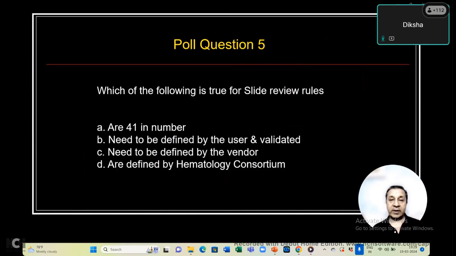So let's take a quick question regarding slide review rules. There are four choices here. They are supposedly 41 in number. They need to be defined by the user and validated. They need to be defined by the vendor, or they are defined by the hematology consortium. And the answer to this is B, which is need to be defined by the user and validated before they are put into effect in your respective laboratories.